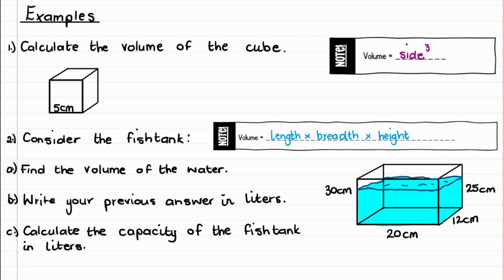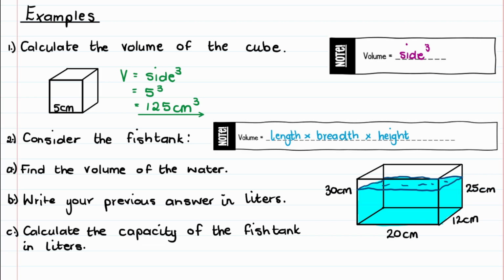In our first question, we are given a cube which measures 5 centimeters all round. We are also given a note which says that to find the volume of a cube, we just need to take the side and cube it. So to find the volume of this cube, we just need to take our side, which is 5 centimeters, and cube it, which is the same as saying 5 times 5 times 5, which gives me 125 centimeters cubed.